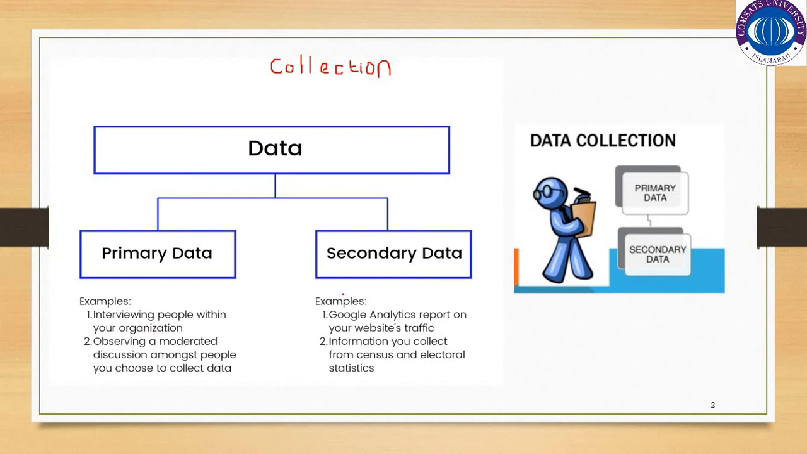Whereas secondary data is second-hand information, for example, a Google Analytics report on your website's traffic, or information you collect from census and electoral statistics. So there are two types of data, primary data and secondary data.